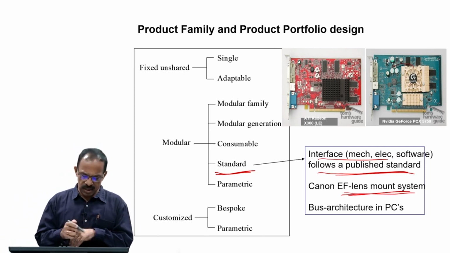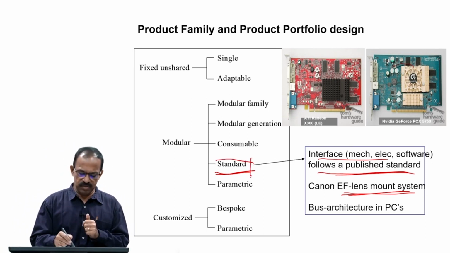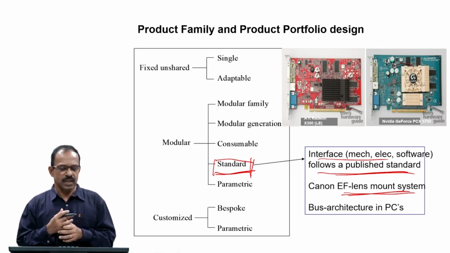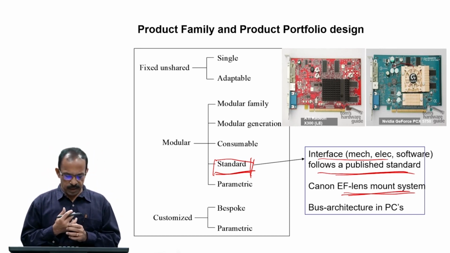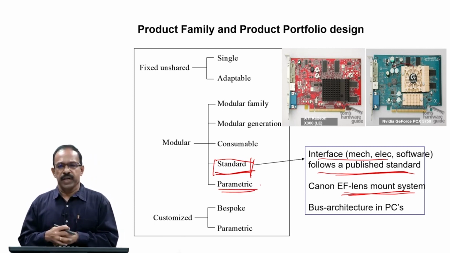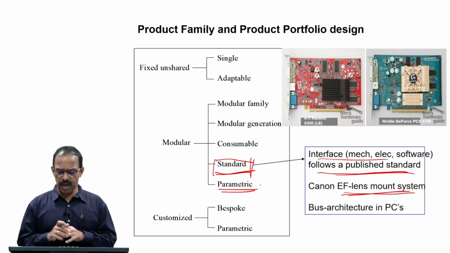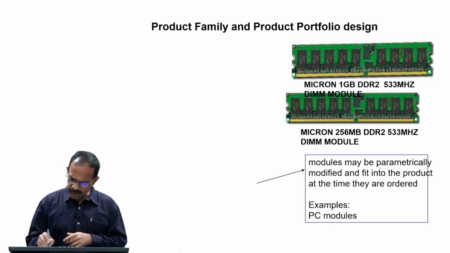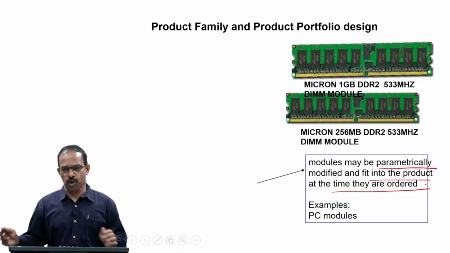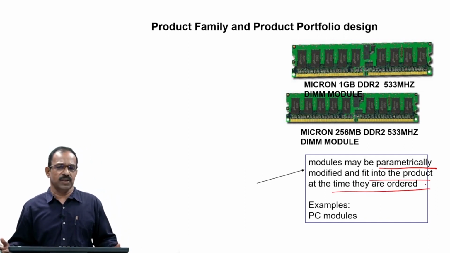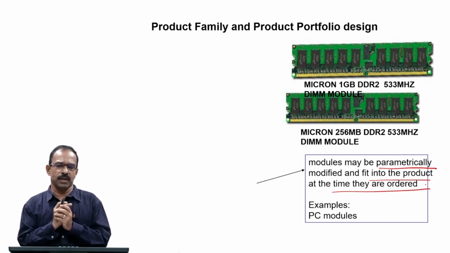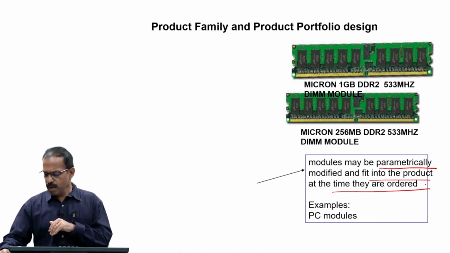Most of the companies need to follow this, but that will be coming from the existing standards. So, more than the customer's requirement, this is coming from the industry standards. And the last one is known as the modular parametric. Modular parametric is nothing but changing the modules parametrically, and fitting them into the product at the time they are ordered. So, this is basically when a customer requires a particular size or shape of a component or a product. You can modify the existing modules to meet those particular parametric limitations and then fit them into the product. So, that is known as the modular parametric.